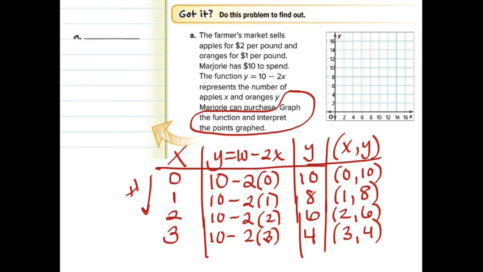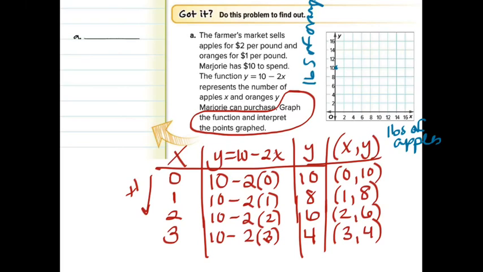Okay? So now if we take a look at our graph, we're going to label our x and y axis. Our x is pounds of apples, and my y is pounds of oranges. LBS stands for pounds. And I'm going to graph. So if my x is 0, my y was 10.